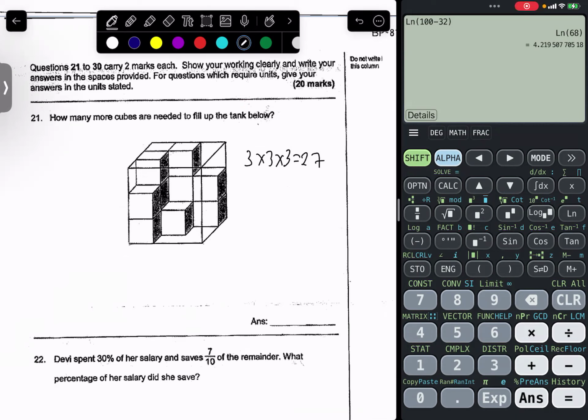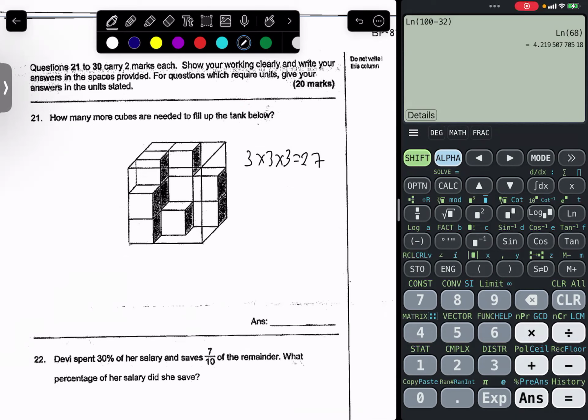5 boys shared 3 liters of orange juice equally. How much orange juice will each boy receive? So 3 liters of orange juice divided by 5 boys. So that will be 0.6 liters. Or you can also put it as 3/5 liters. Both answers are okay.